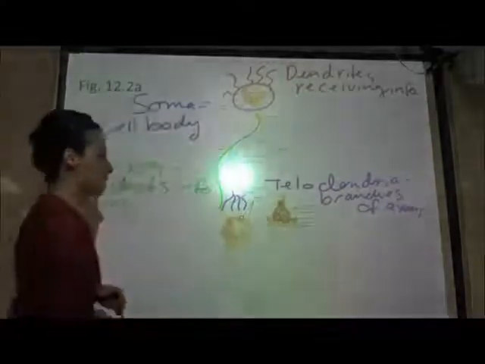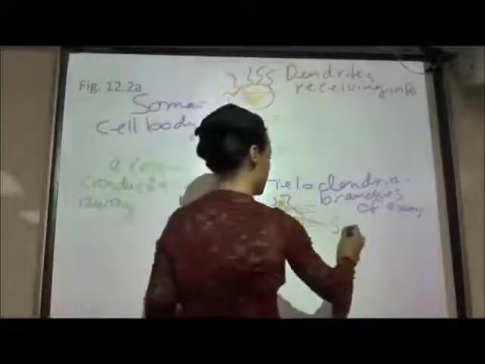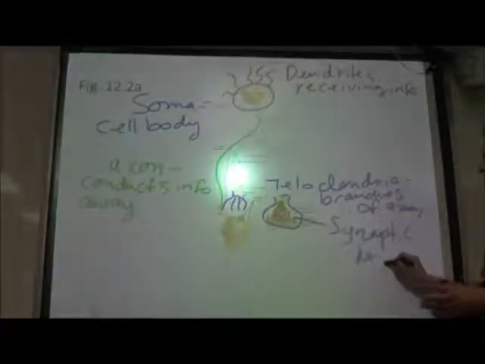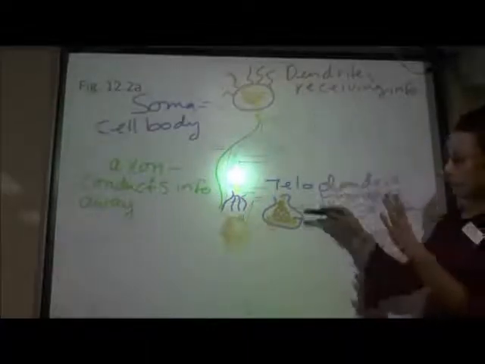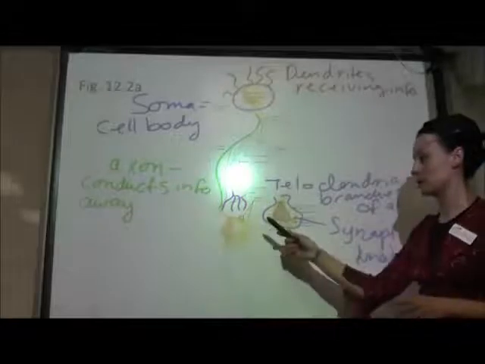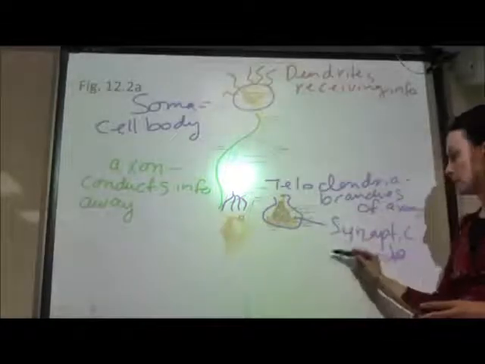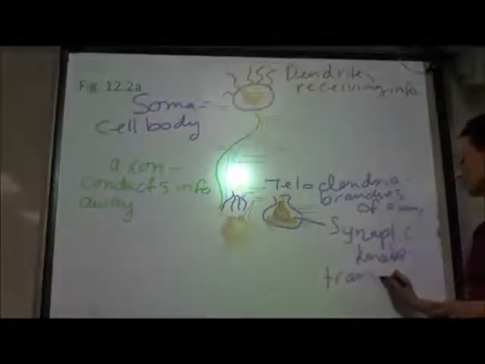And the telodendria are going to terminate in our synaptic knobs that we met last chapter. So this is the synaptic knob. And it's going to transmit the information from the sending neuron to the next receiving neuron. So it's turning this electrical message into a chemical message. So the synaptic knob is going to transmit information.